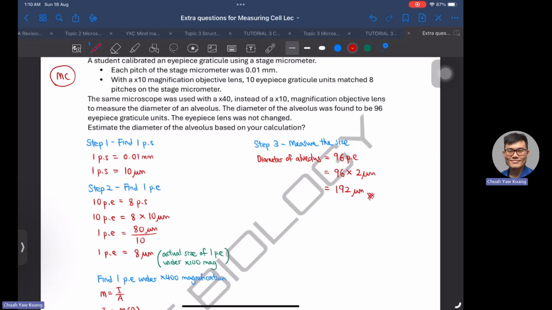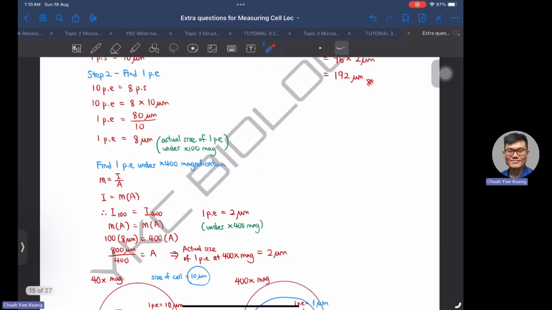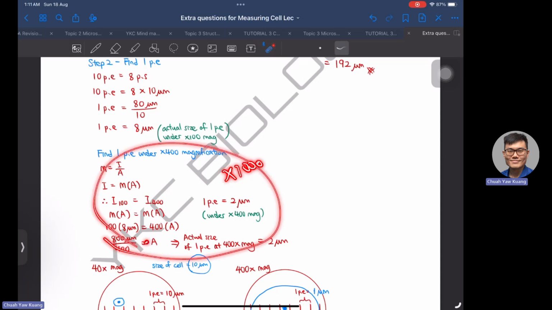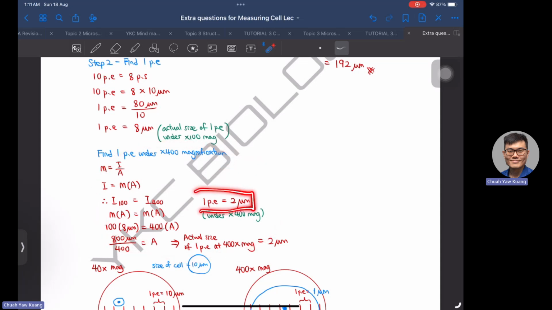So for this question, yes, it is a bit challenging, but as long as you understand the concept, you can always apply the magnification formula to find the actual size of one pitch of the IP2 under different magnifications. Same thing if, let's say, it is changed to 1000 times magnification, you can always do the same thing to find out one pitch on the eyepiece reticule equals how many microns under different magnification.